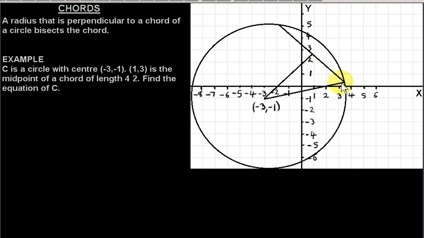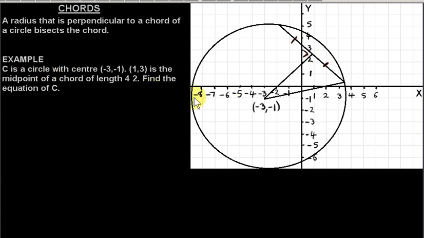A chord of a circle is a line that just cuts two points of a circle. The diameter of a circle would be the longest chord. A radius that is perpendicular to a chord of a circle bisects the chord. So in this picture here, this line here is part of a radius. It is perpendicular to this chord here. So if it's perpendicular to this chord, then it bisects the chord. So these two lengths are the same.